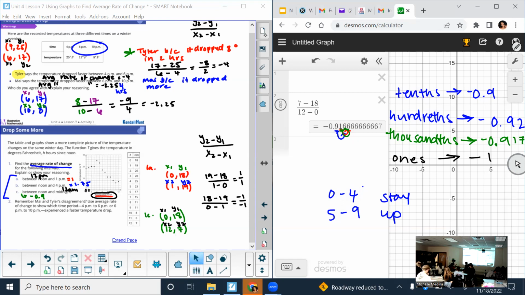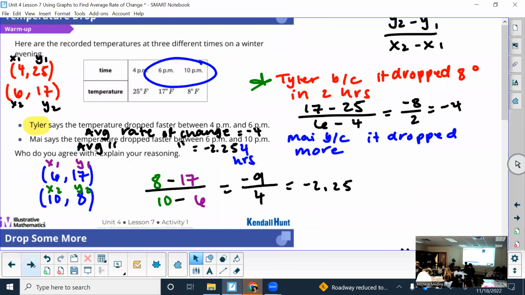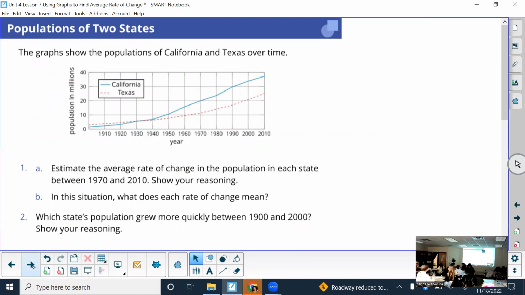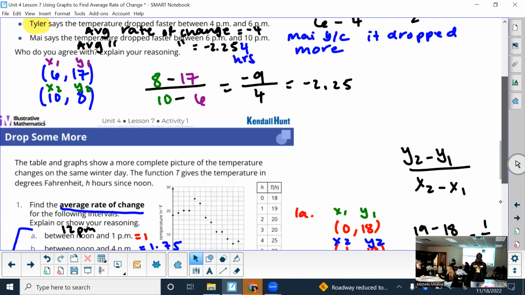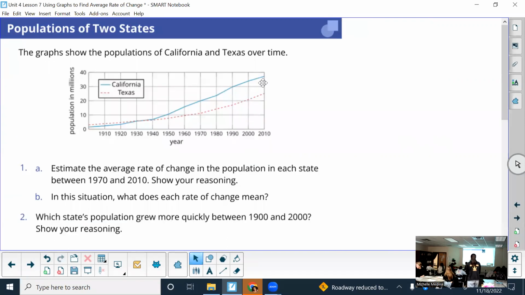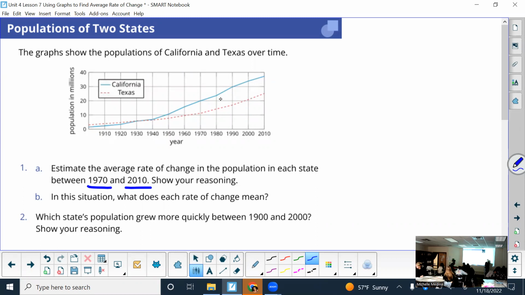We're almost finished. Just want to show you the last one. We're not even really going to do it together unless you want to. Look at this on the back of your paper, because what we did was from a table. It also had a graph too, but we really didn't use the graph since the table had all the information nicely. But sometimes it looks like this. And you just have to know what the problem's asking for as far as what points to pick. So if it says estimate the average rate of change between 1970 and 2010, on the x-axis, we're going to look at 1970 and 2010. So it's between these two x values.